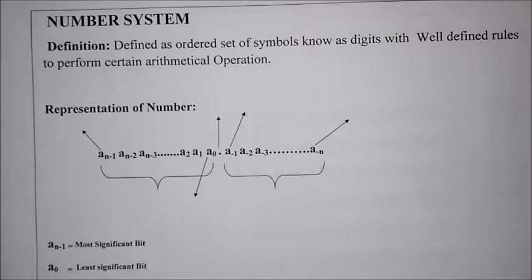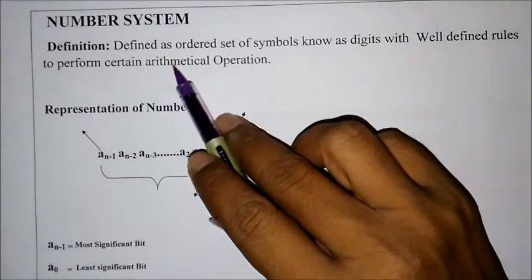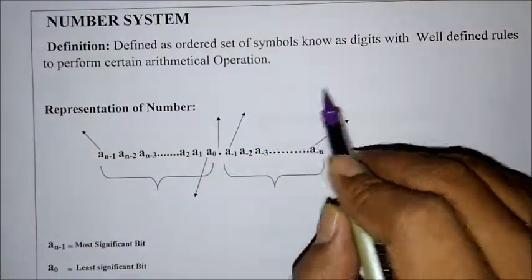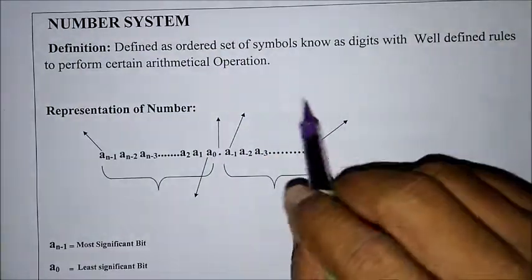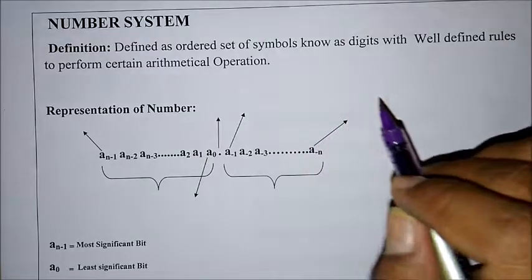Today we'll see what a number system is and how to represent a number. Before going to represent a number, first we need to know how to define the number system. The number system is defined as an ordered set of symbols known as digits with well-defined rules to perform certain arithmetical operations.